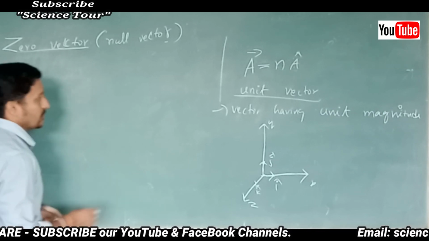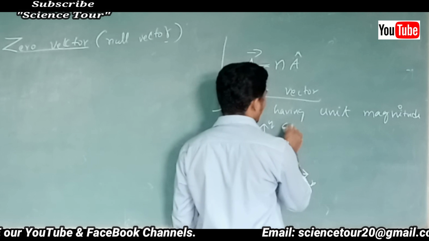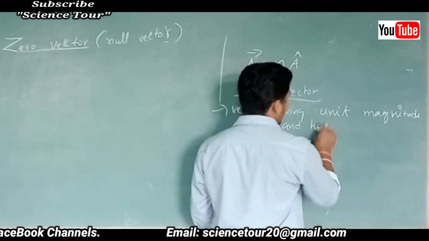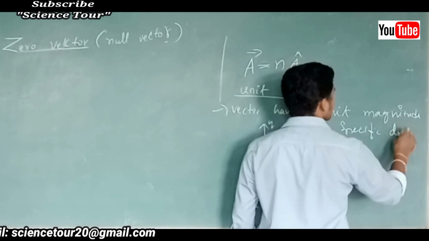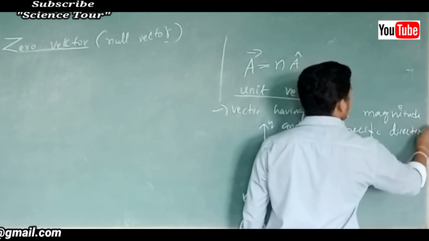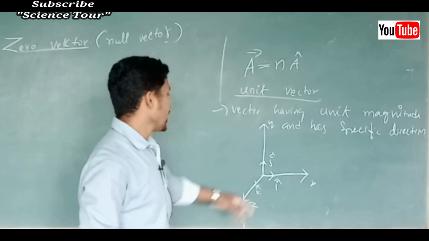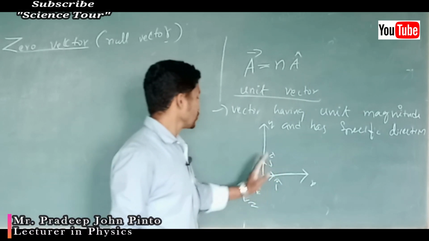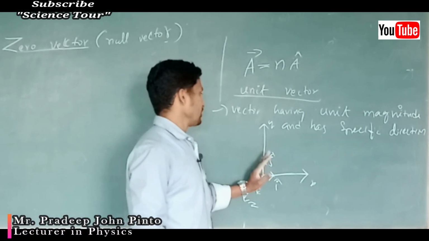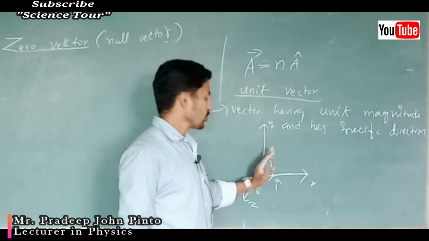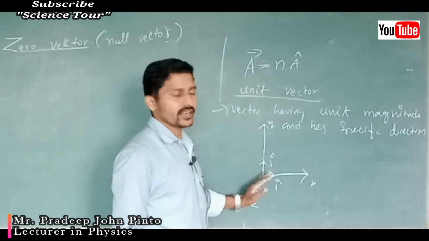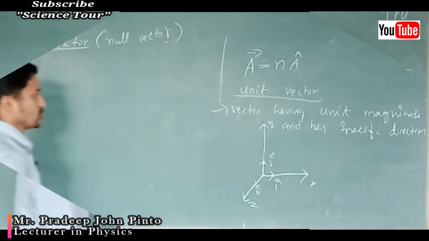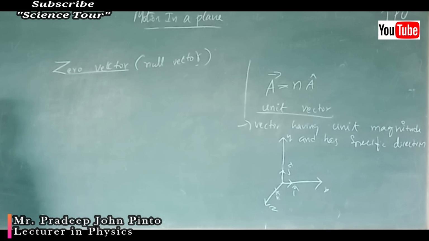A unit vector has unit magnitude and a specific direction. The rule is always the same. I will always be in the x-axis; you can't write it in the y-axis. J will always be in the y-axis; you can't write it in the z-axis. K will always be in the z-axis; you can't write it in other axes. So a vector having unit magnitude and specific direction is a unit vector.